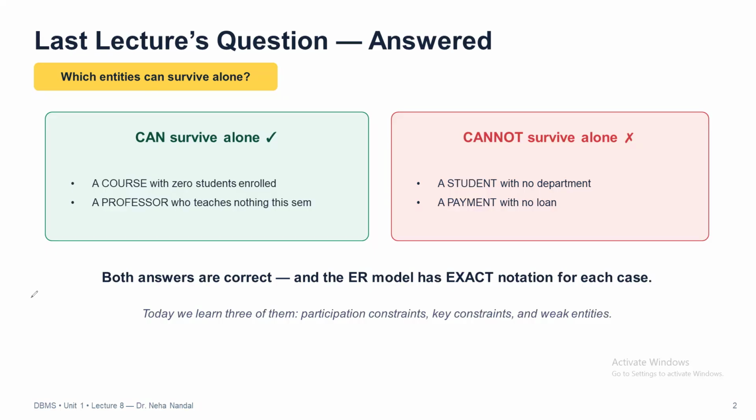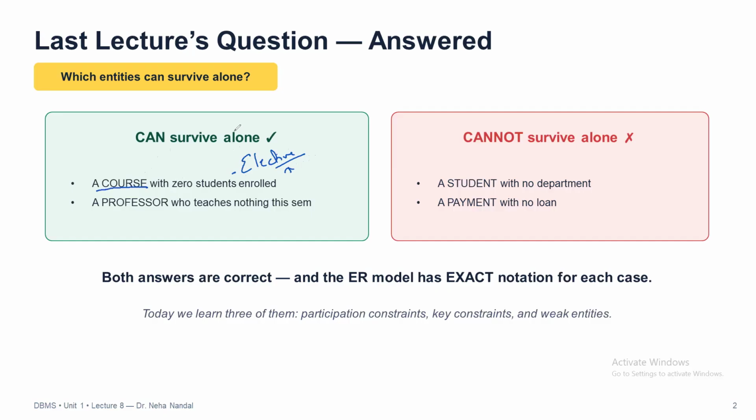I would say the thing is a course. Which courses? Can you think of some courses which can exist alone, with zero students enrolled? Any new elective course which nobody has opted for, but it is still a course in the curriculum. So that course can become an entity without any students.